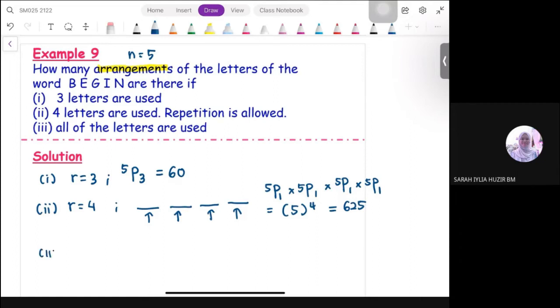Okay, and then next situation, all of the letters are used. Kat sini dia tak bagi tahu repetition allowed, then we assume repetition not allowed. Saya tulislah kat sini, repetition not allowed. Biasanya kalau dia tak mention in the question, maksudnya tak boleh lah tu, not allowed. Okay, r is 5 in this case. So, our calculation straight away, 5P5. Since n and r are the same, we can simplify this as 5 factorial. So, our answer should be 120. Alright, settle with that one. Moving on.